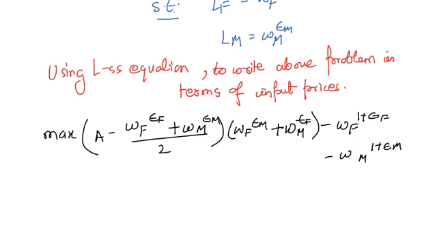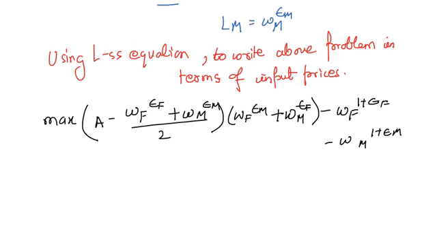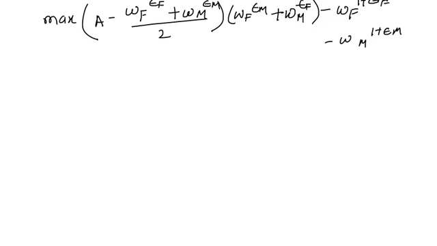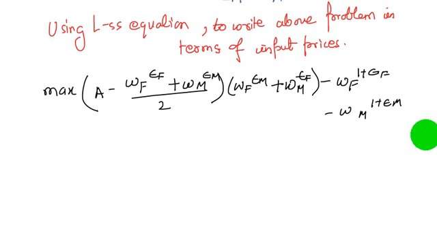Thus, using the labor supply equation to write the above problem just in terms of input prices, maximize A minus WF epsilon F plus WM epsilon M, into epsilon F WF plus epsilon M WM, by 2. I have written the full equation as follows. Now we'll find the first order conditions and thus we'll get the answer.